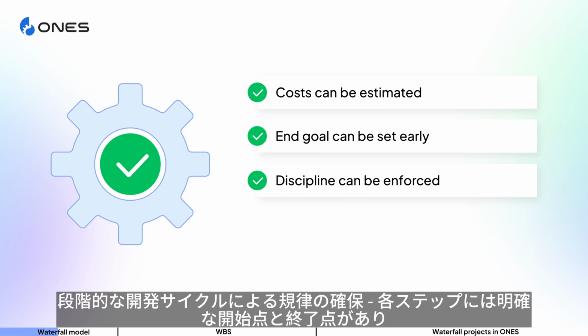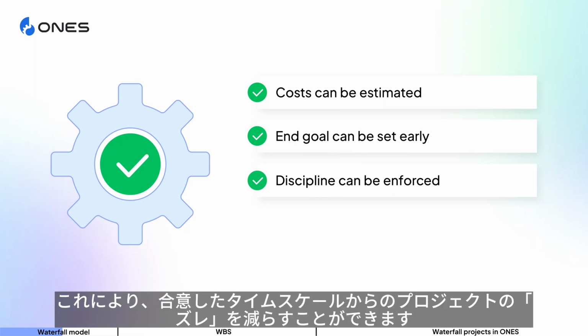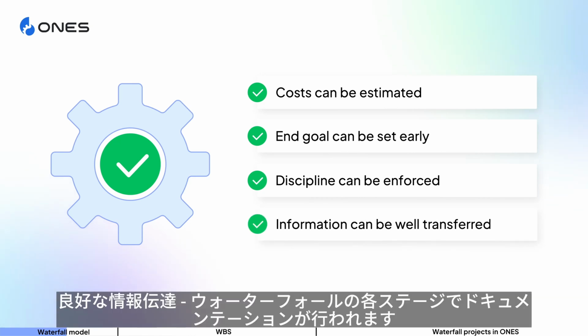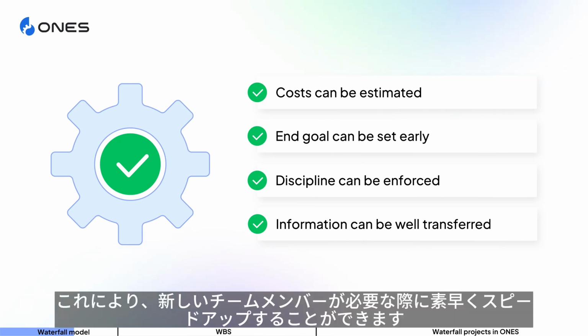Each step has a clear start and finish, making progress easy to monitor. This helps to reduce any project slippage from the agreed timescales. And number 4, good information transfer. Documentation occurs at every waterfall stage. Waterfall prioritizes accessible information. This allows new team members to get up to speed quickly when needed.